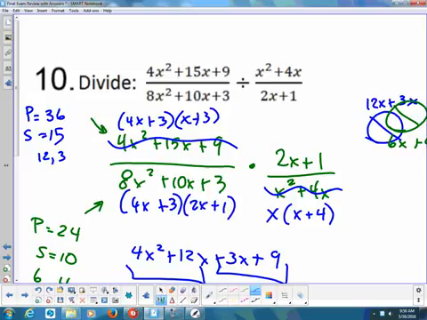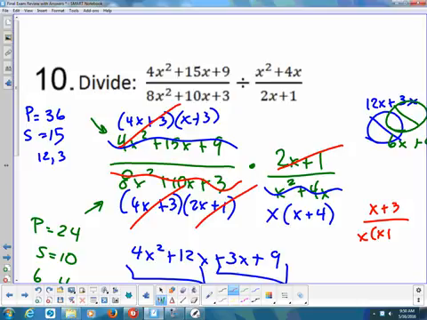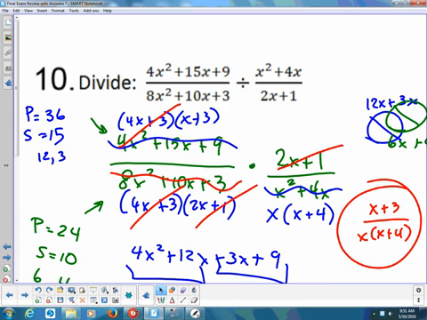Okay, so now I can say what divides out. Well, this 4x plus 3 here divides out with this 4x plus 3. And the 2x plus 1s. Is that right? Yeah. And so that leaves our final answer should be what? x plus 3 is the only thing left in the numerator over x times x plus 4 in the denominator. Are we okay with this? All right, that was number 10.